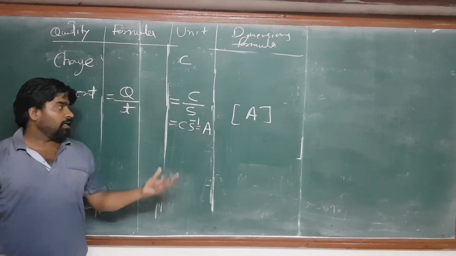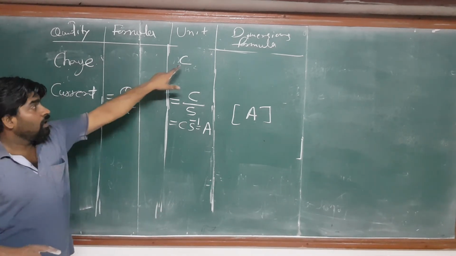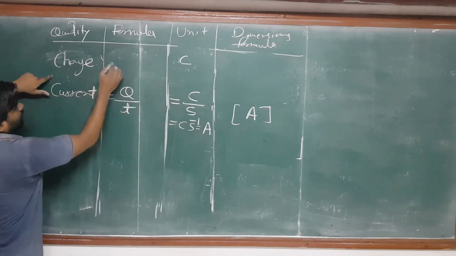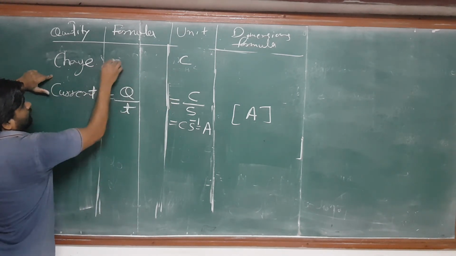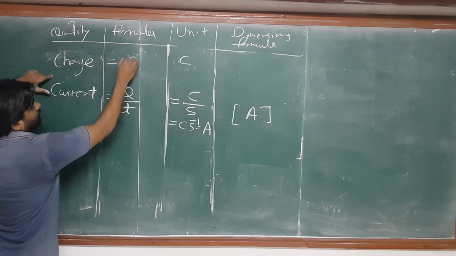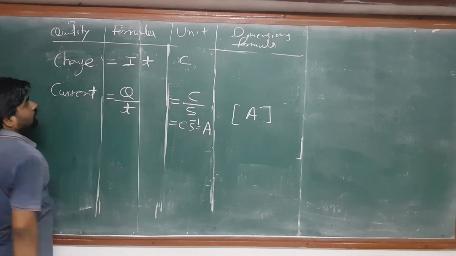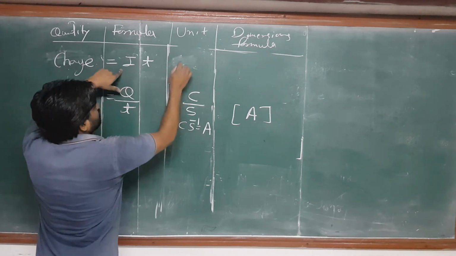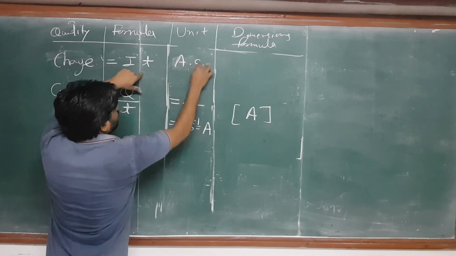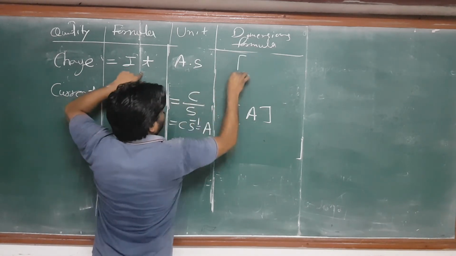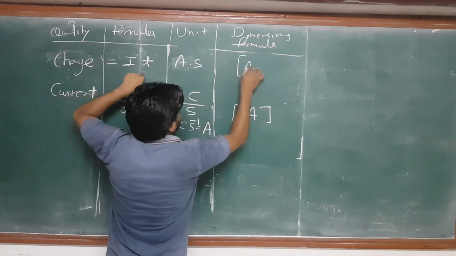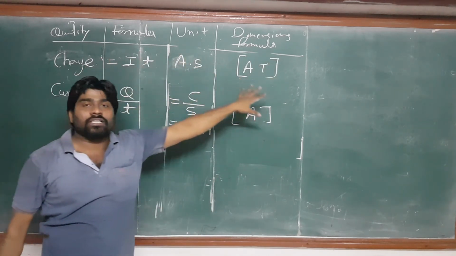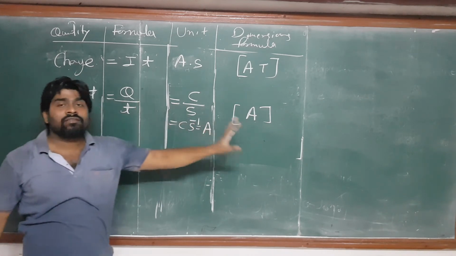We can never convert it into the coulomb form, but you can convert the coulomb into the A and T form. See, as I know the charge has the formula, you can convert it. Current has the unit I, then charge is the product of I and T. The current has unit ampere and the time has unit second, so ampere into second. Convert it into the dimension formula: A, and second is T. So the dimension formula of the charge is AT and the dimension formula of the current is A.